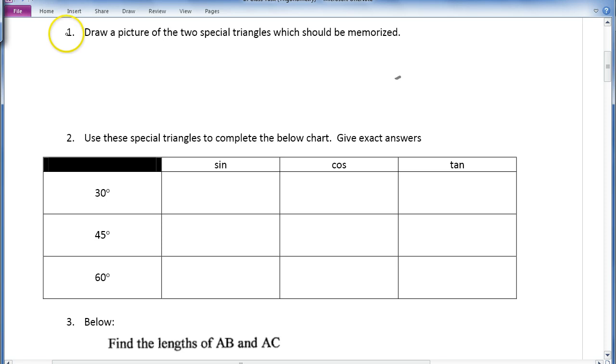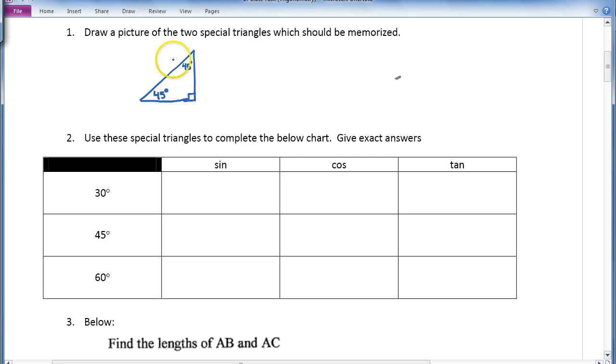So let's dive in. Number one, we want to draw a picture of the two special triangles, which should be memorized. Those two special triangles are 45, 45, 90. So we just kind of do this. We know it's a 45 degree, 45 degree, 90 degree triangle.